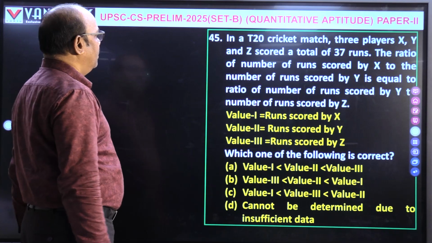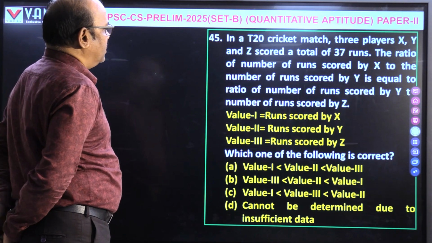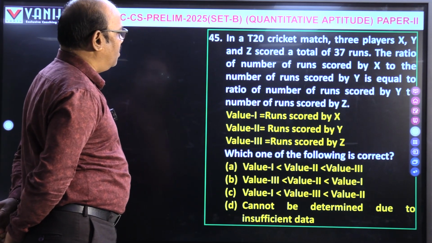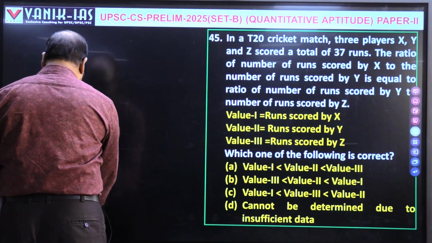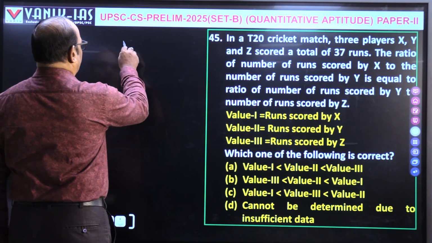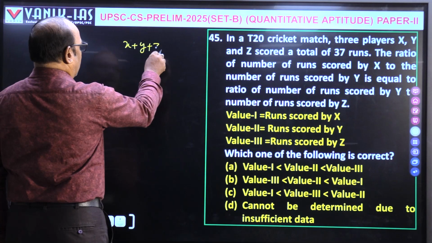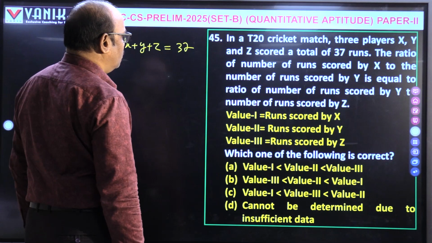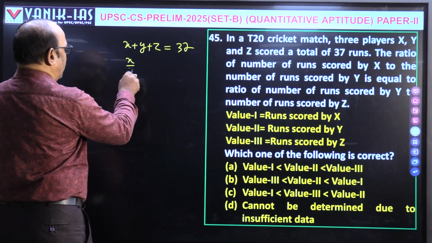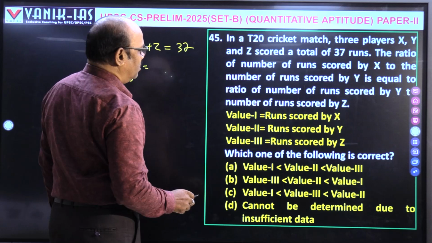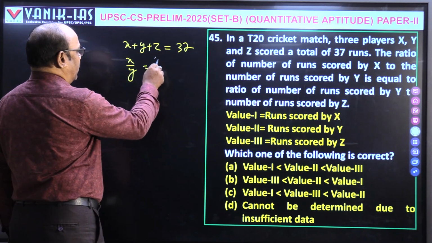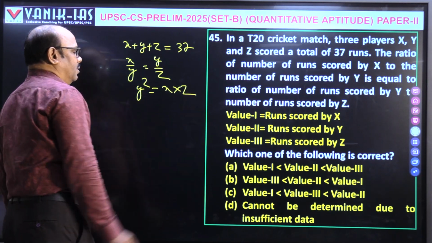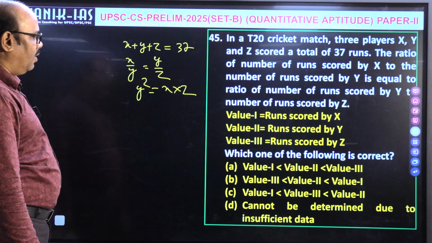Next, question 45. In a T20 cricket match, 3 players X, Y and Z scored a total of 37 runs, so X plus Y plus Z equals 37. The ratio of runs scored by X to Y is equal to the ratio of runs scored by Y to Z, X by Y equals Y by Z. That means Y square equals XZ.